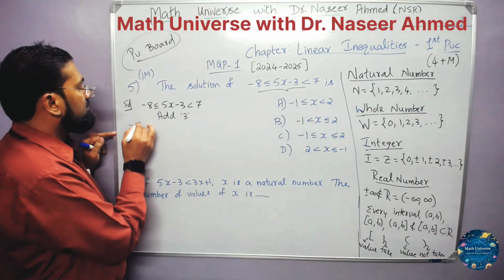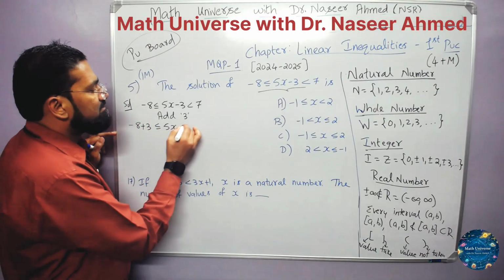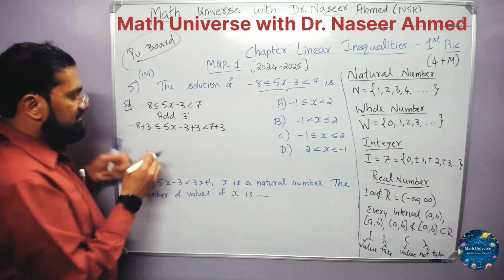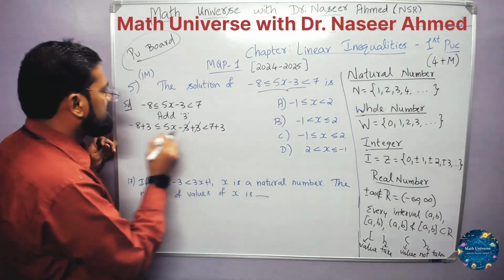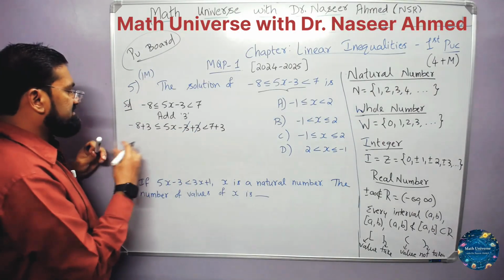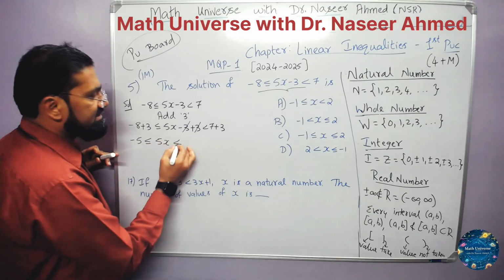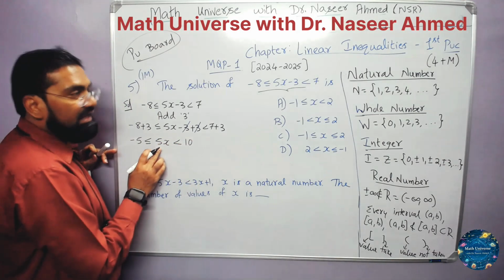So minus 8 plus 3 less than or equal to 5x, minus 3 plus 3 less than 7 plus 3. Minus 3 plus 3 will get cancelled. Minus 8 plus 3 will be minus 5, less than or equal to 5x, less than 7 plus 3 is 10. I want only x. Correct?